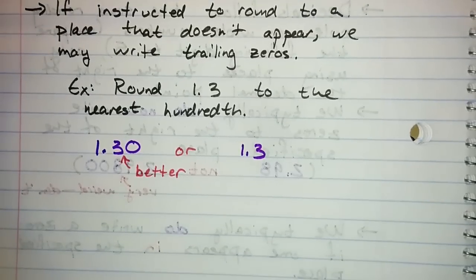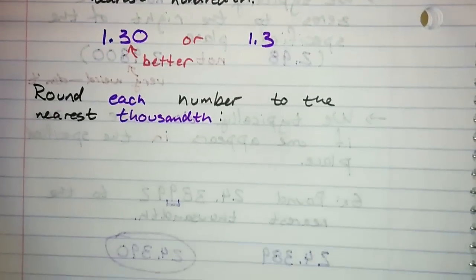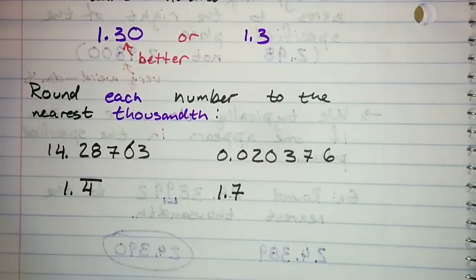Alright, so I'm going to have you try some examples. Round each of these numbers to the nearest thousandth. Pause the video and try this now.